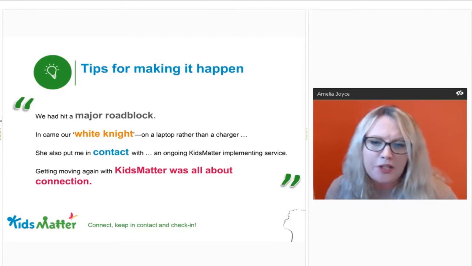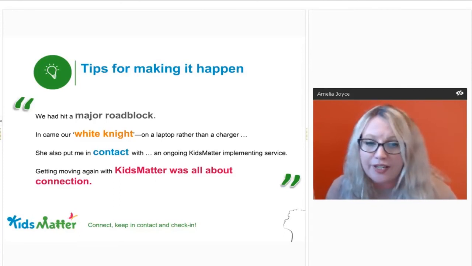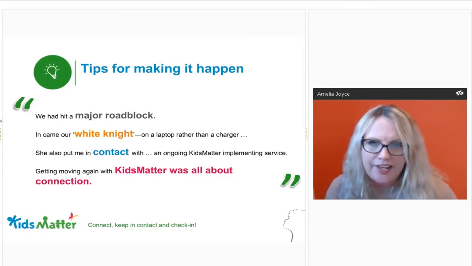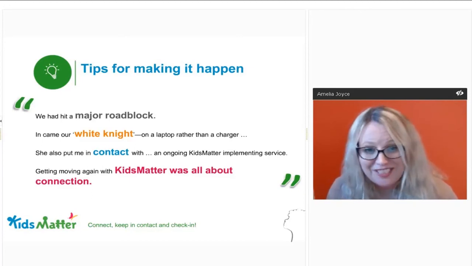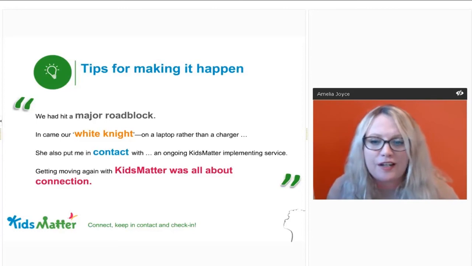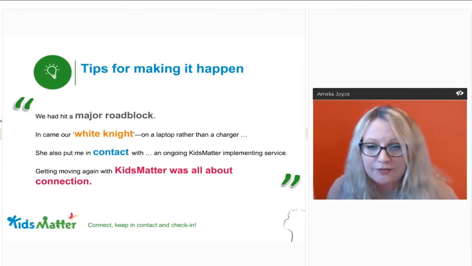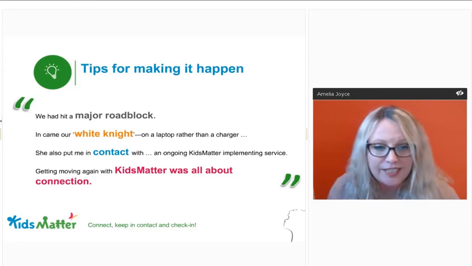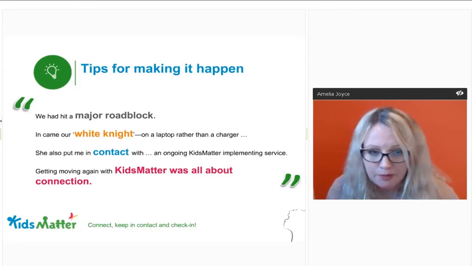She also put me in contact with a community who had successfully participated in the KidsMatter Early Childhood Initiative and are an ongoing KidsMatter implementing service. They emphasised how important it was that each staff team worked out what was KidsMatter best practice for them and their community. Getting moving again with KidsMatter was all about connection with our facilitator and with another KidsMatter implementing service.